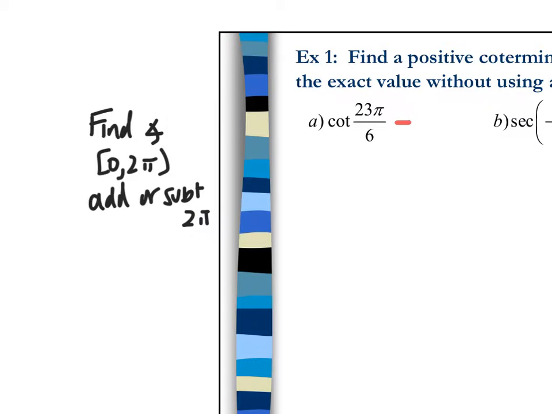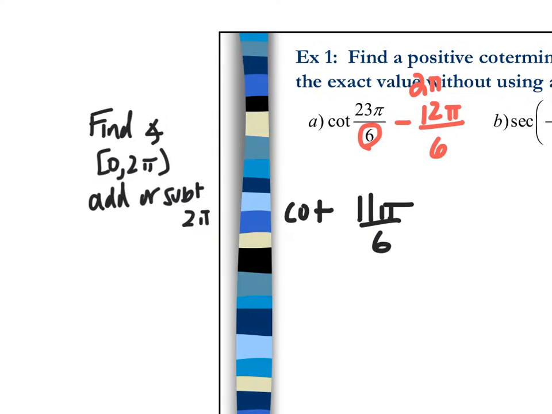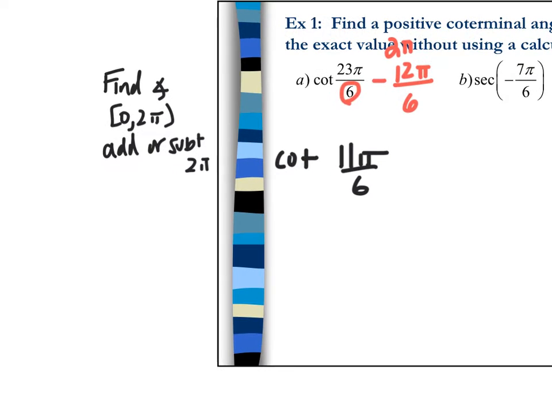So I'm going to subtract 2 pi. When I subtract 2 pi, I want to subtract it with a denominator equal to the denominator of my problem. So I would do 12 pi over 6, which is equivalent to 2 pi, just like denominators. So now my problem becomes the cotangent of 11 pi over 6, and since I'm within 0 to 2 pi, I know that I'm good.